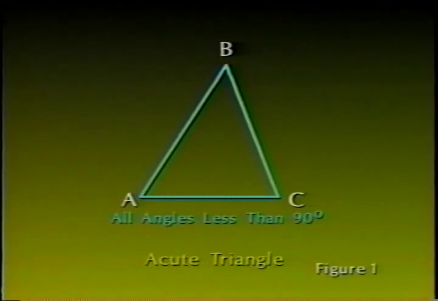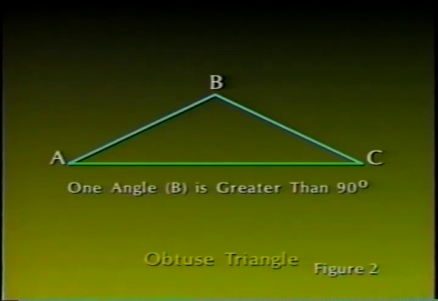Triangles are also classified by the angles they contain. There are 3 types of triangles within this classification: acute, obtuse, and right. We will look at figure 1 in this graphic and discuss the acute triangle first. This type of triangle has 3 acute angles, less than 90 degrees. Type number 2, figure 2, is an obtuse triangle, which has 1 angle of the 3 that is more than 90 degrees and less than 180 degrees. The other 2 angles of the triangle are always acute.